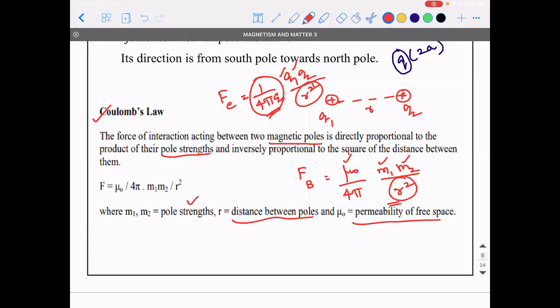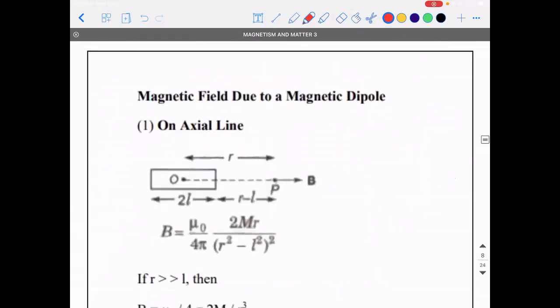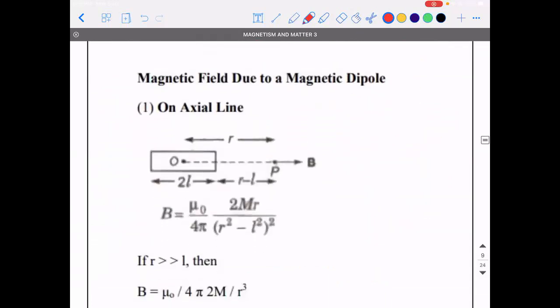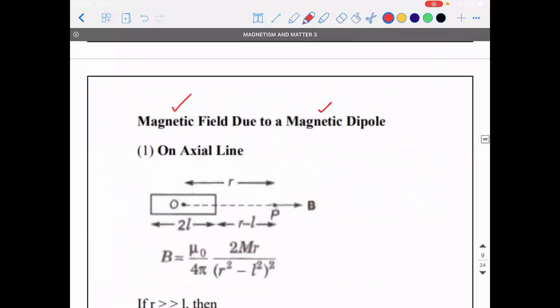Clear, guys? Now, using this concept, we will calculate the magnetic field due to a magnetic dipole on axial line and equatorial line. Okay. So tell me, before we start this concept, what is the electric field due to a charge? First of all, how do you define the electric field due to a charge?